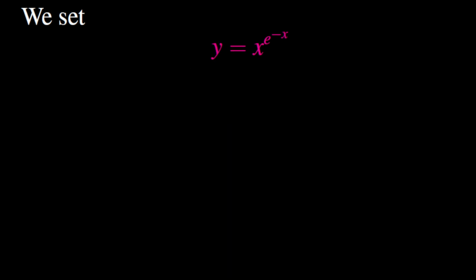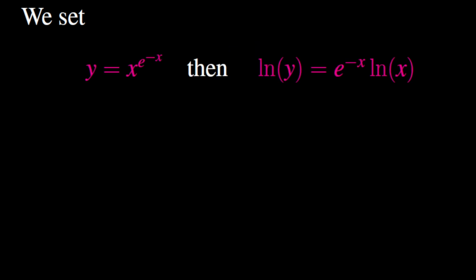As a matter of fact, the main function, x to the power exponential of negative x, is an exponential function. So we need to use a logarithmic transformation to simplify this problem. So, we set y equals x to the power exponential of negative x. Then, by taking the log of both sides of the equation, we get log of y equals exponential of negative x times log of x. Here we are using the inverse properties of log and exponential functions. Now, we will be studying the limit of log of y as x goes to infinity.